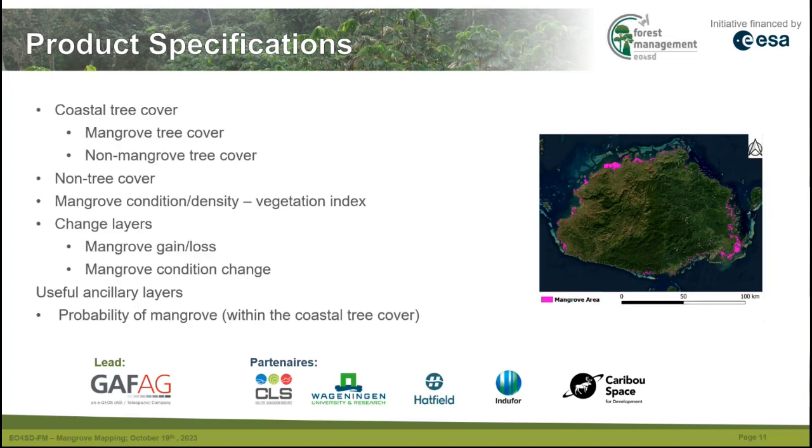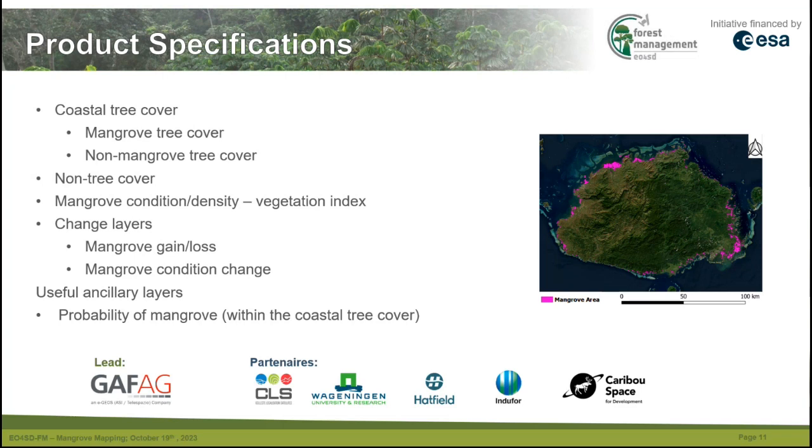We've defined mangrove extent as a key product, but we also will produce a coastal tree cover product as well, because often mangrove and coastal tree cover are found in the same areas. And there's that transition from mangrove to terrestrial tree cover, and coastal trees in general provide good benefits for coastal resilience and coastal protection. So both products can be generated with a specific layer on mangrove.